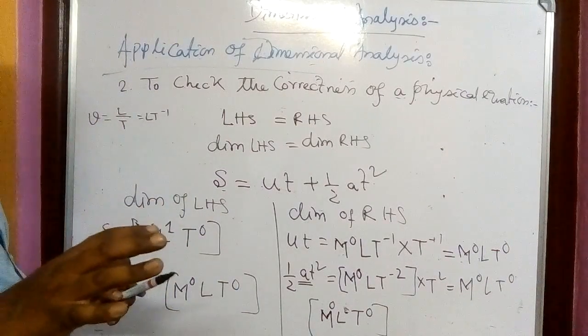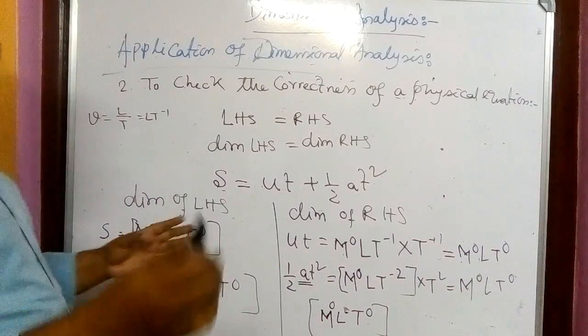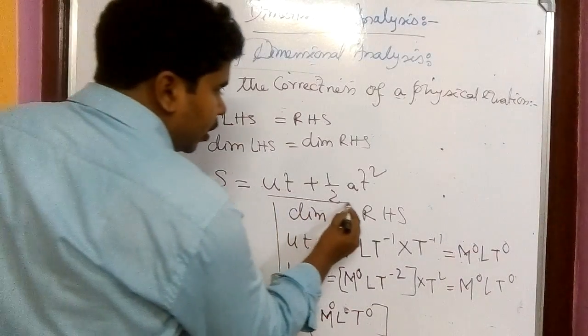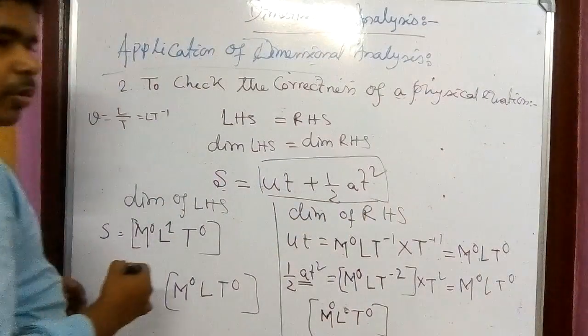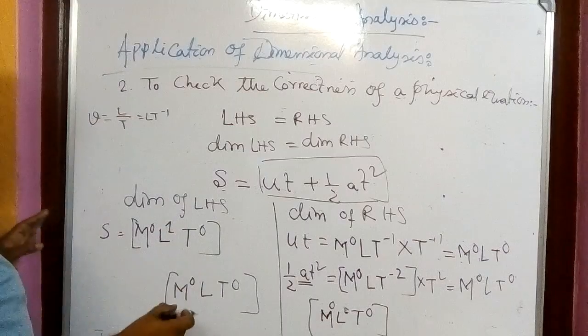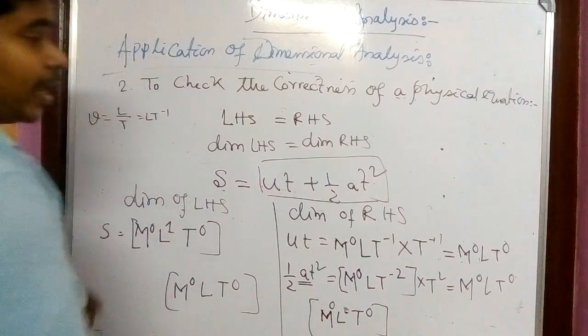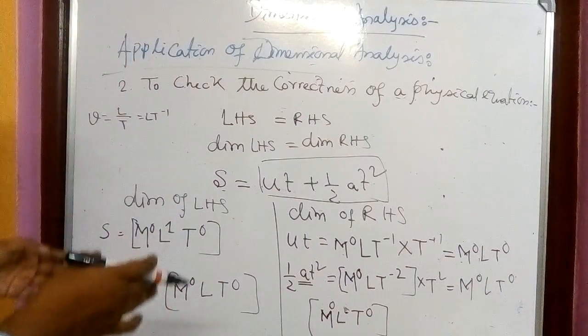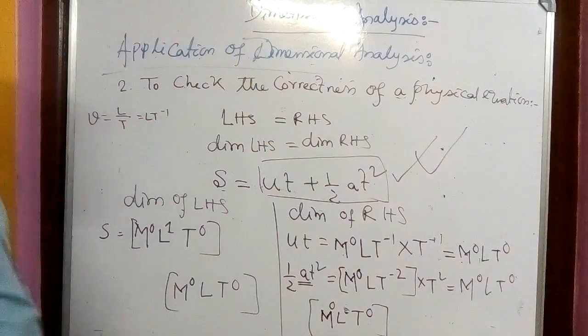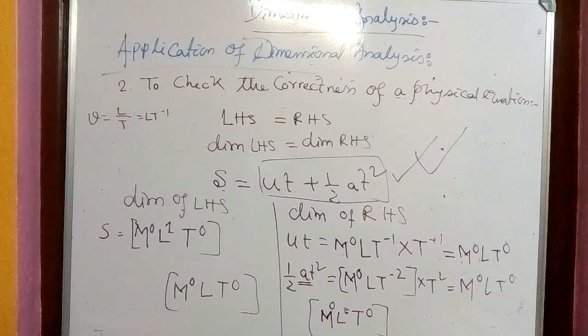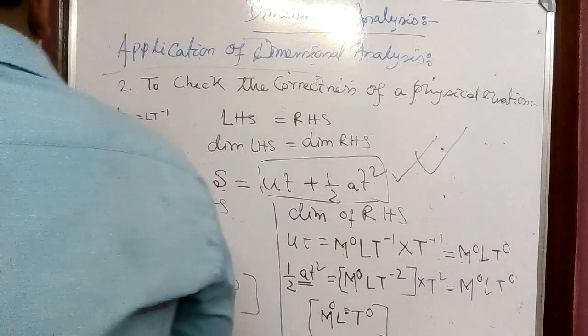Can we able to add? We can add mass plus time, we cannot able to do. So as these two quantities' dimensions are same, the whole dimension should be same. Okay, no numerical value should be taken. So as the two dimensions are coming same, we say that yes, this equation is correct. Okay, so by this dimensional analysis, we can check the correctness of a physical equation.